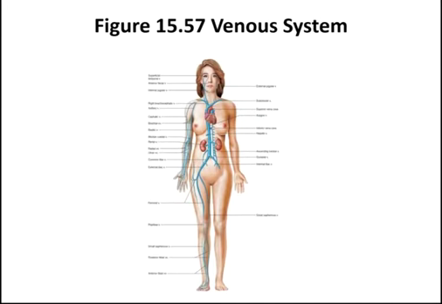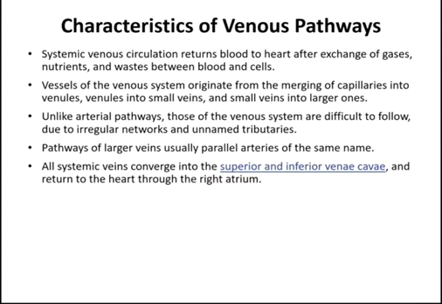Okay, the venous system. The systemic venous system is going to return our deoxygenated blood. By the way, deoxygenated blood still has a lot of oxygen, it's just less oxygen than in the oxygenated blood, right? After we exchange gases and nutrients with the tissues in the capillary beds.